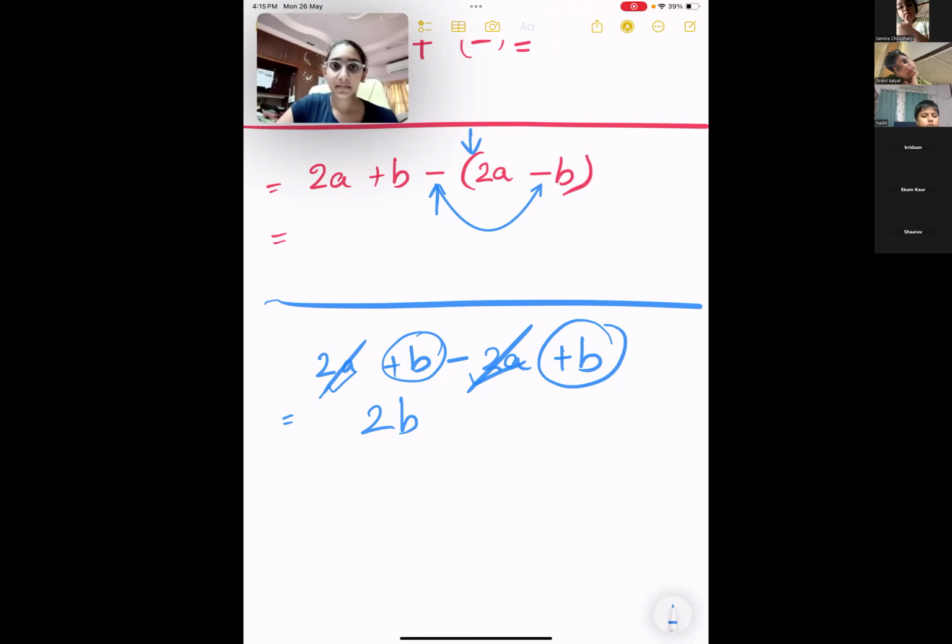Okay, so was the mistake in opening the bracket and multiplying the minus symbol with the minus symbol? Was that the mistake there, Sanvi? Yes, that is the only place where we will get it wrong. Chalo, let's start with the next question.